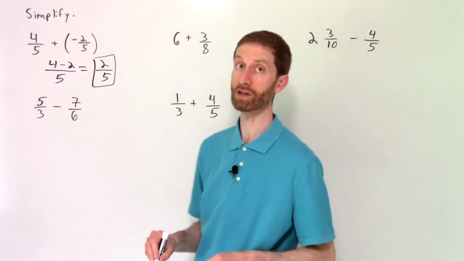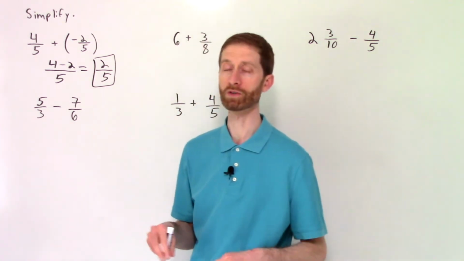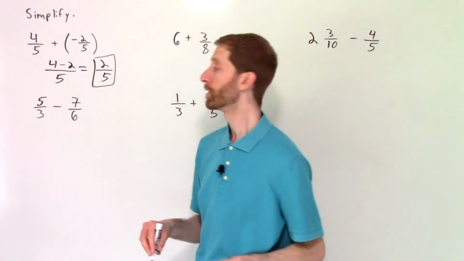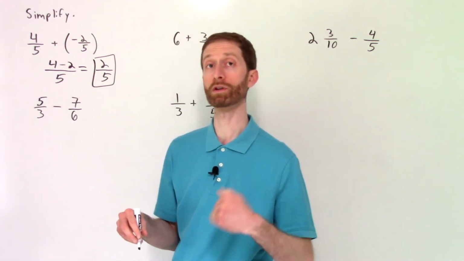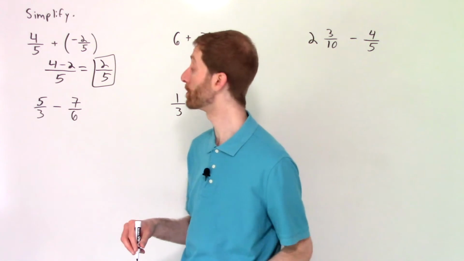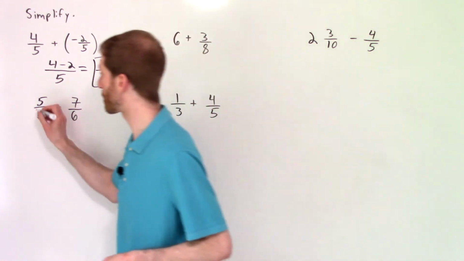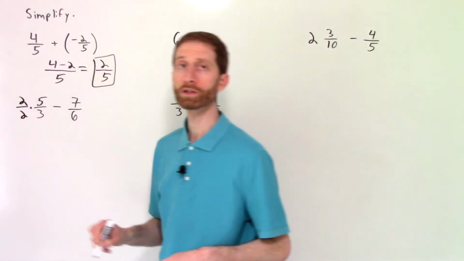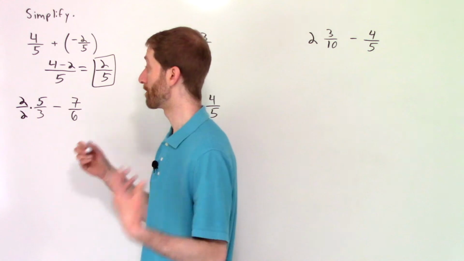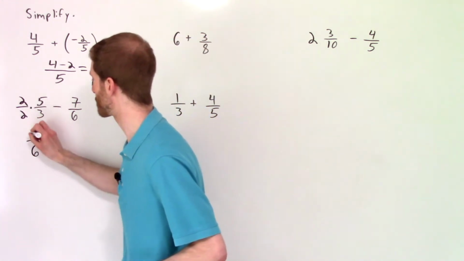5/3 minus 7/6. First things first, I notice that my denominators are not the same, so I need the least common denominator. Well, the least common denominator between these numbers, or the smallest number that 3 and 6 both go into evenly, would be 6. Well, I need to make this into a 6, so I multiply both the denominator by 2 and the numerator by 2 to make sure I haven't changed the fraction's value. 2 times 3 is 6, 2 times 5 is 10.